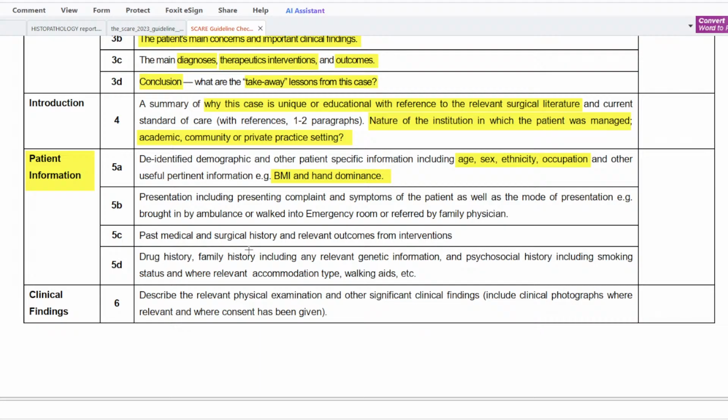Presentation, including presenting complaint and symptoms of the patient as well as the mode of presentation. For example, brought in by ambulance or walked into the emergency room, or referred by a family physician.